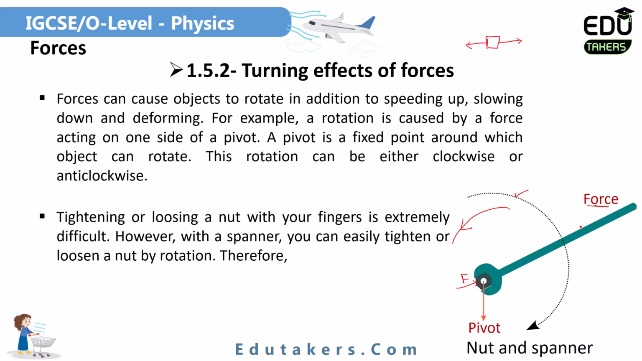So here the force shown is applied with the help of a spanner. When I apply the force, it starts moving in clockwise direction. This is basically the turning effect of the forces. Sometimes when you have to loosen or tighten the nut, you cannot do it with your fingers. It is very difficult to loosen or tighten the nut with your hand. For that, you have to use the spanner. By using the spanner, you can easily tighten or loosen the nut by rotating it.